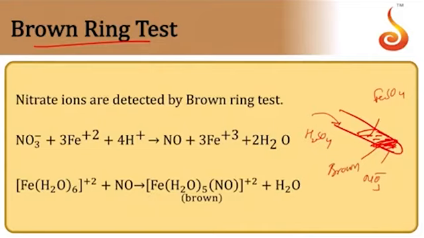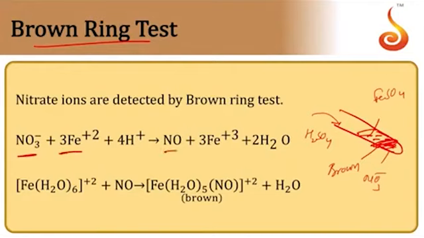So freshly prepared ferrous sulfate is added to the nitrate salt. Then H2SO4 is added along the walls of the test tube. We can see a brown ring at the junction of the two layers. That is to say, nitrate salt is added to ferrous sulfate solution.